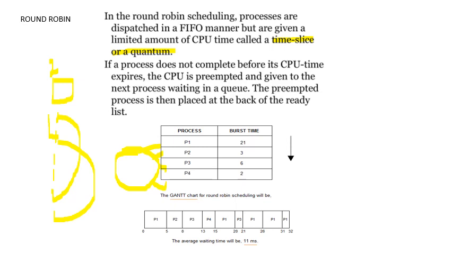First in the queue P1 is present, so P1 starts executing until it completes its time period. Once the time is finished, the CPU switches and brings in P2. And P1 goes and waits in the queue.